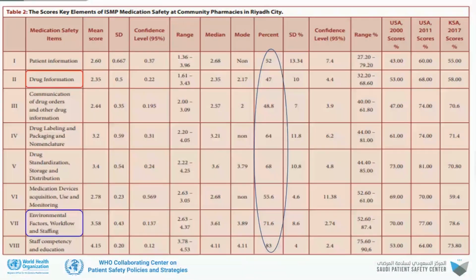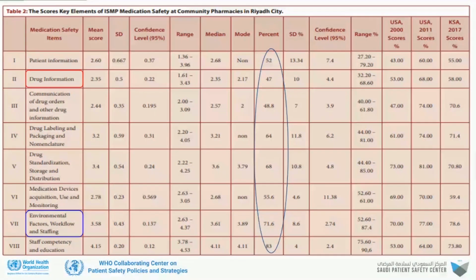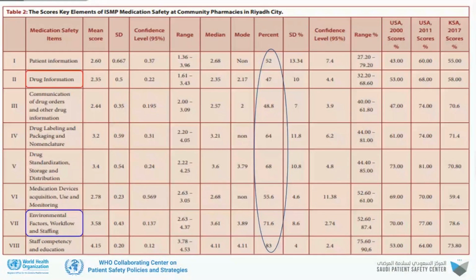Then this is for community pharmacy. The same thing. We found environmental factors and workflow staffing had the highest percentage, and drug information was still the worst percentage. Overall, community pharmacy beat the primary care center at that time, and this is also a baseline. Now you can start with your medication safety, distribute and collect the data. This is the baseline you can start with, and you can check all the assessments periodically.